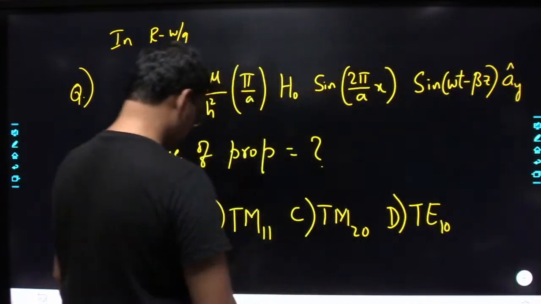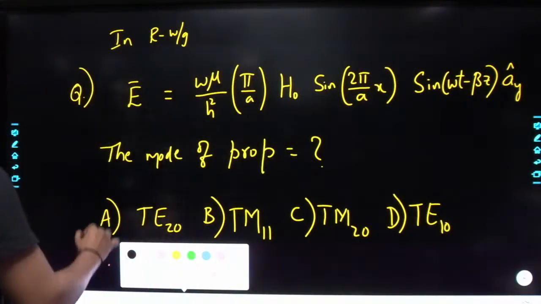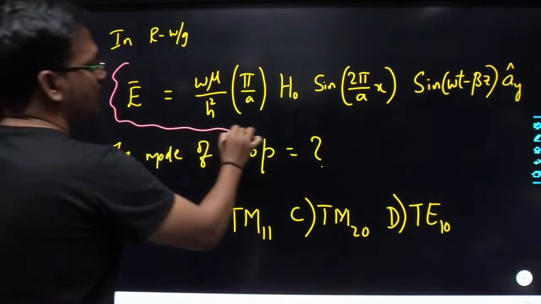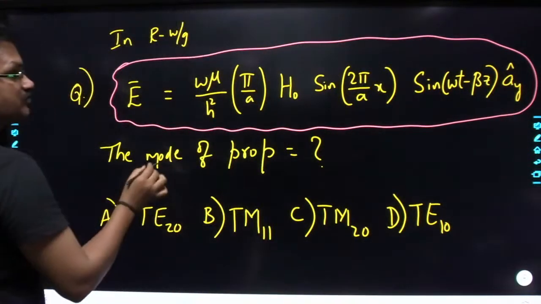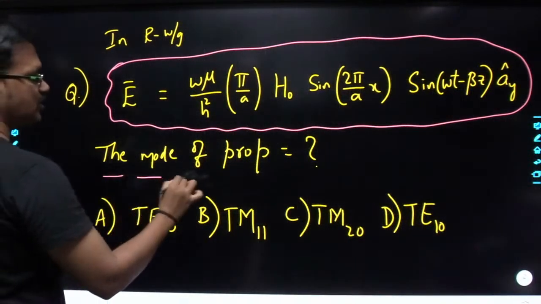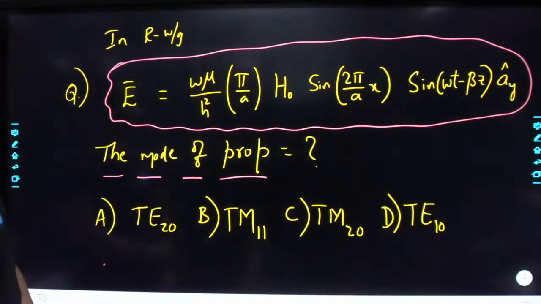So in a rectangular waveguide, they have given the expression for the electric field, and from this expression they are asking us to determine the mode of propagation.